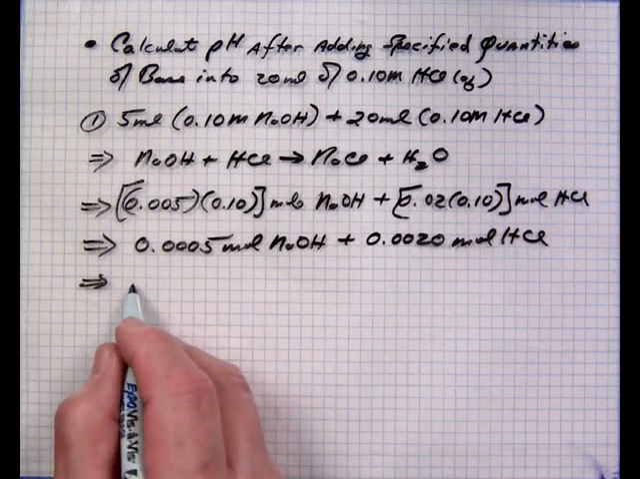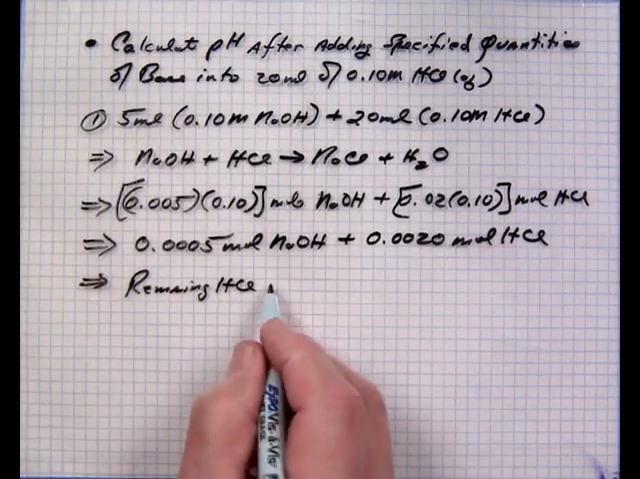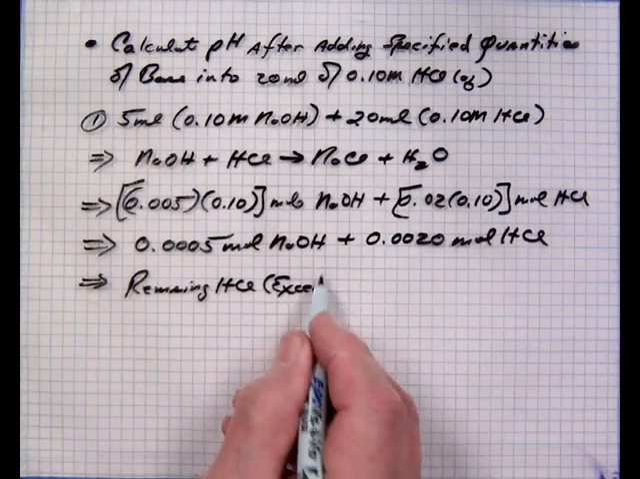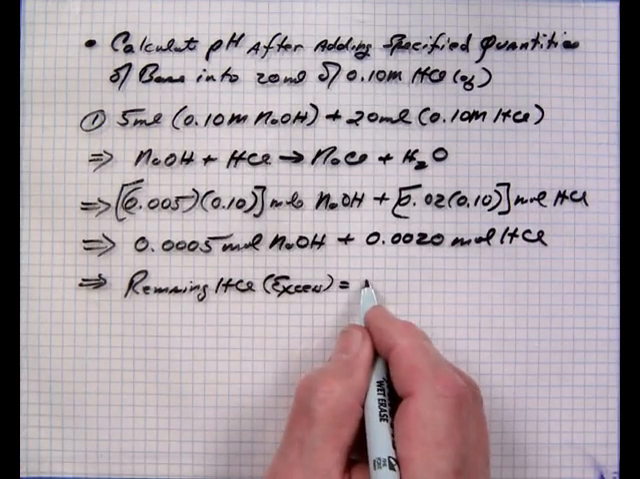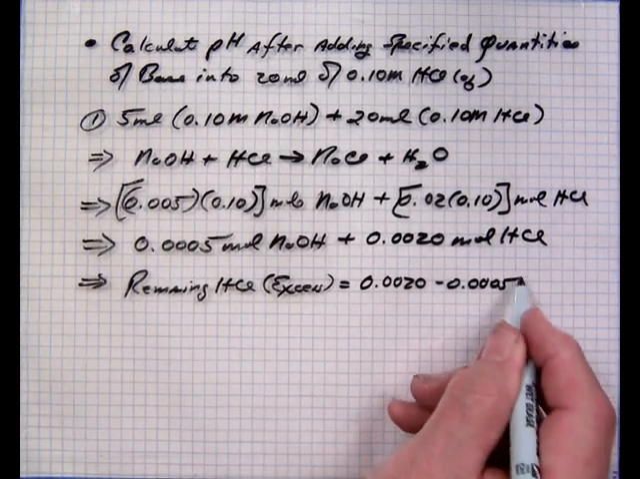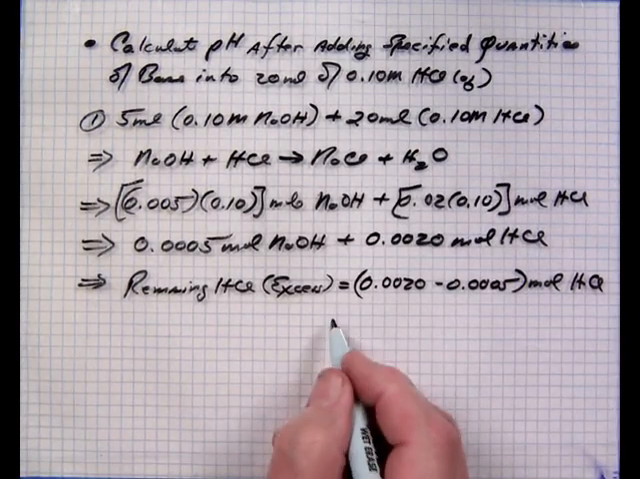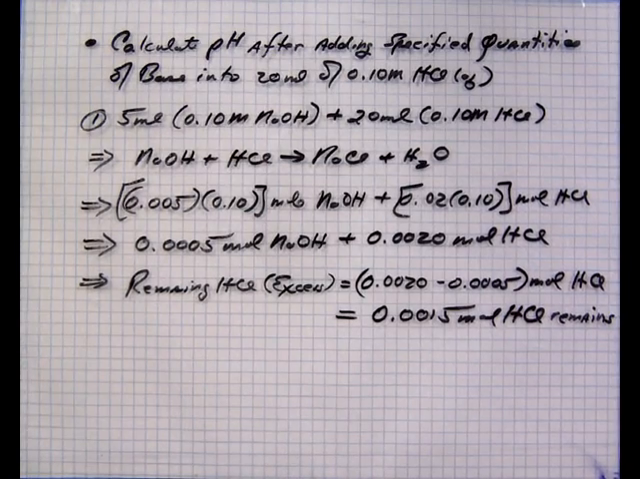Now the remaining HCl, that is excess after neutralization, is equal to 0.0020 minus 0.0005. And so that gives us 0.0015 mole of HCl remaining. This needs to be converted to concentration terms in molarity.